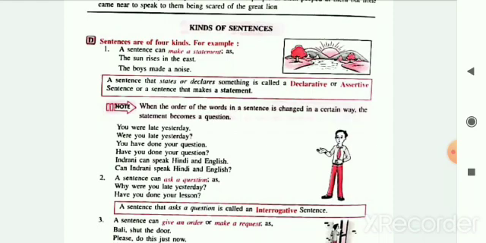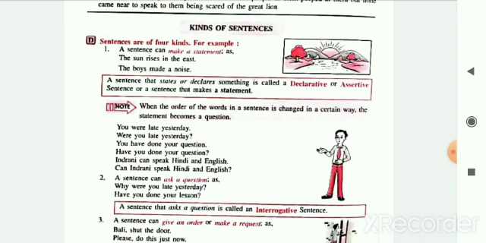These everyday sentences are called declarative or assertive sentences. Now we have the second one, and they are interrogative. What do we mean by interrogative? When you ask a question. Such sentences are called interrogative sentences, and when you ask a question, you always remember to put a question mark. These sentences begin with a capital letter and end with a question mark. Please remember, interrogative sentences always end with a question mark.